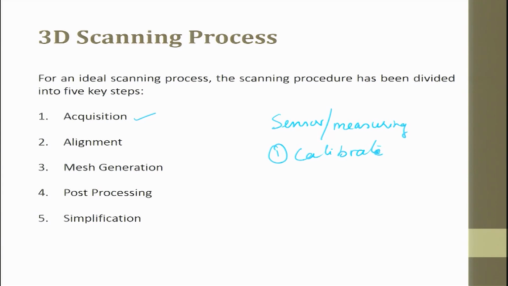Calibrate and see whether the sensor is working properly. Here is the scanner. So we try to calibrate. So how can you calibrate? You try to have a scanner. We are talking about a non-contact type. So you have a camera.